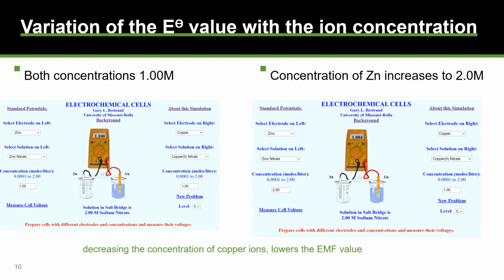In this example, we increase the concentration of zinc ions to 2.0 molar instead of 1 molar. On the right, you see that the electromotive force decreases. That is because increasing the concentration of zinc ions will increase the value of the electropotential for zinc. That was negative, so it's going to be less negative or more positive. That's why the difference between the two half cells is going to be smaller.